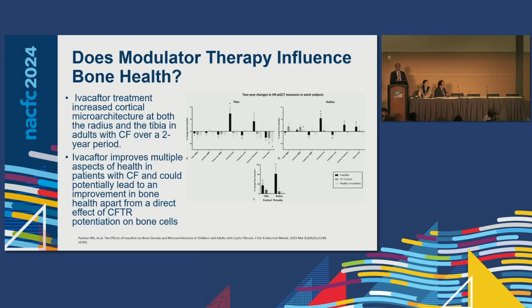Now, I brought this study up again after Dr. Kelly presented this. This one looked at both tibia and the radius, and the reason I brought up the radius is because the radius is a bone that's very susceptible to metabolic changes, whether it's hyperparathyroidism, hyperthyroidism, vitamin D deficiency. So it tends to be very responsive. And the ivacaftor made a difference.